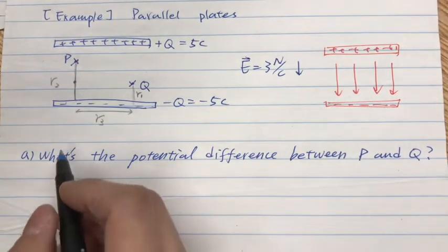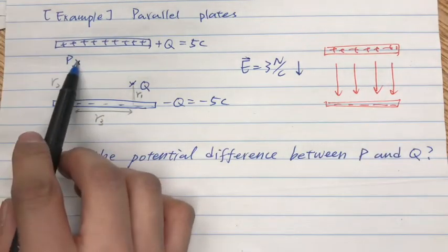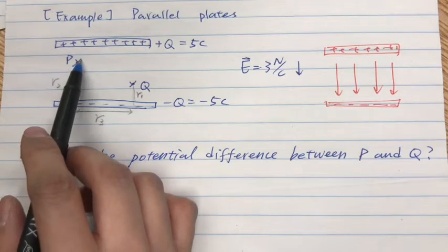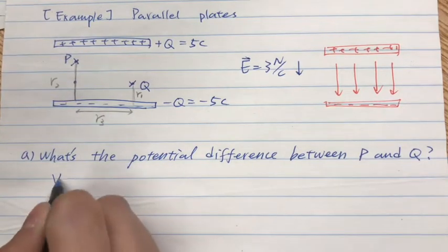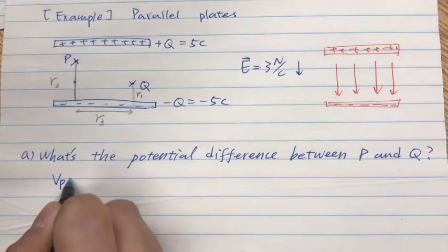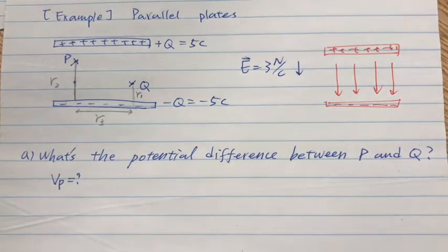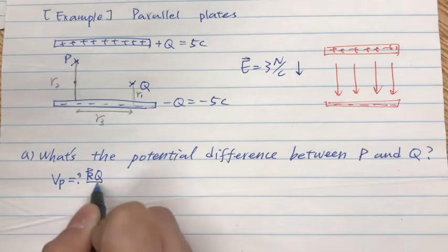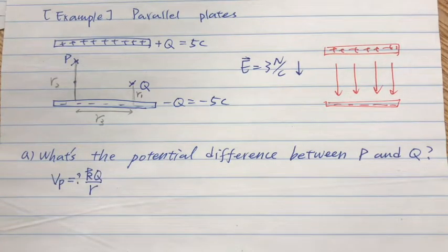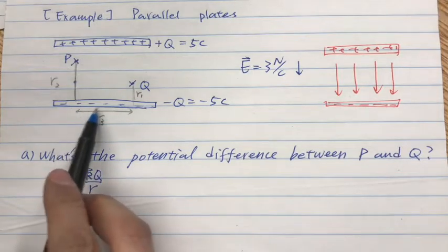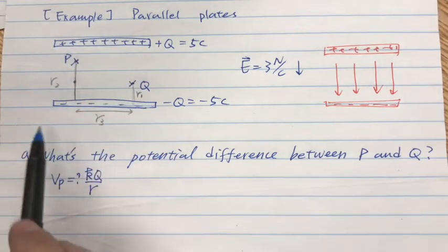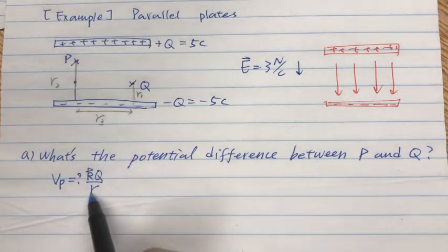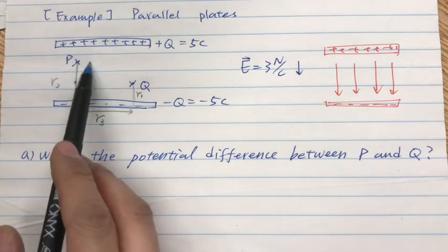If you want to do that, that's totally fine, but we need to figure out what's the potential at this point. What's the potential at this point? This may remind you, oh, potential is just KQ over R. All right, the problem is, what is the Q that we are using here? Are we using this Q? Are we using this Q? And how about R? Is this the R or is this the R?